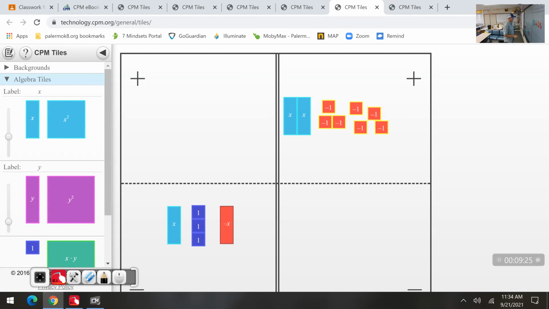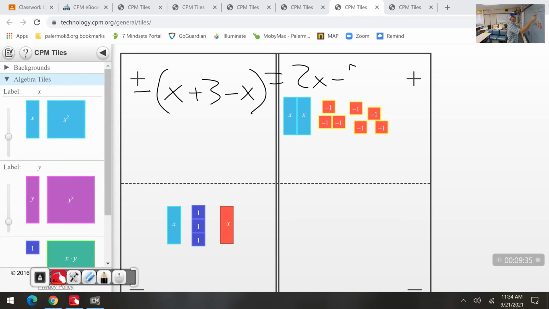Letter E. Letter E, I have negative x plus 3 minus x equals 2x minus 7. Me personally, I would do a zero pair. I would do a bottom to top flip. I would do a side-side flip. I would do a regroup. That'll give you your answer.